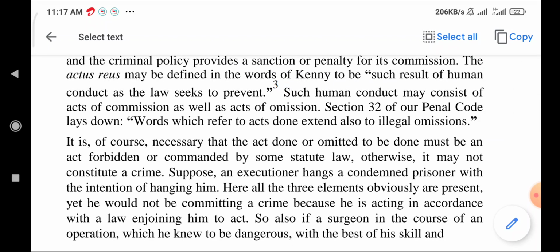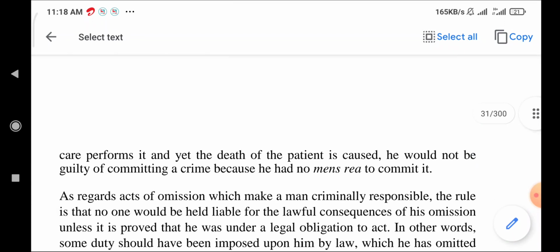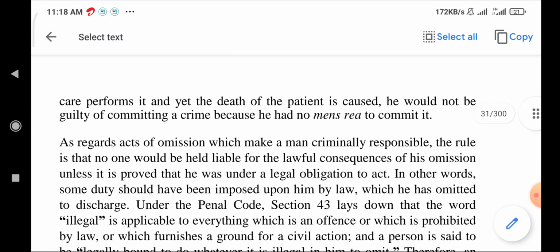Suppose an executioner hangs a condemned prisoner with the intention of hanging him. Here, all the three elements obviously are present, yet he would not be committing a crime because he is acting in accordance with a law enjoining him to act. So also, if a surgeon performs an operation, which he knew to be dangerous, with the best of his skill and care, and the death of the patient is caused, he would not be guilty of committing a crime because he had no mens rea to commit it.